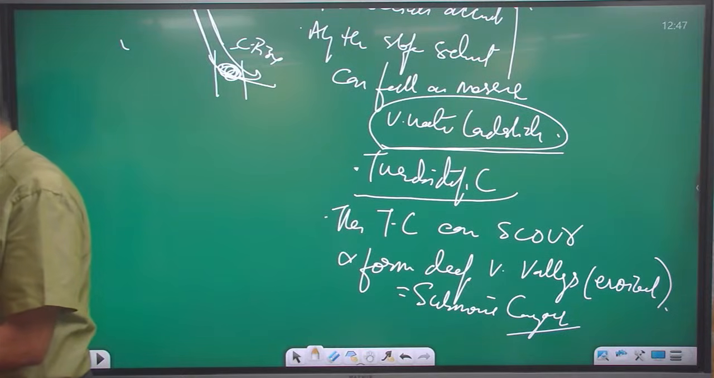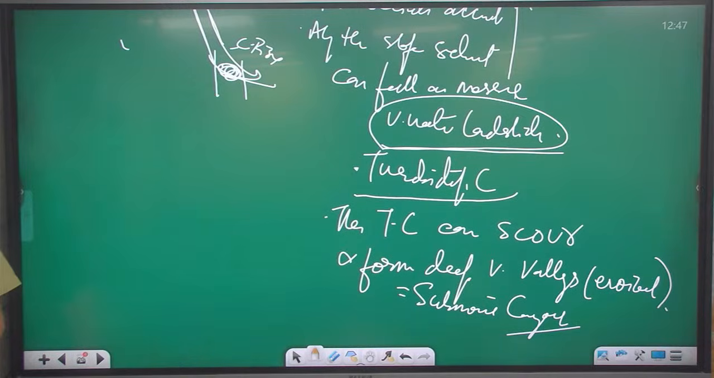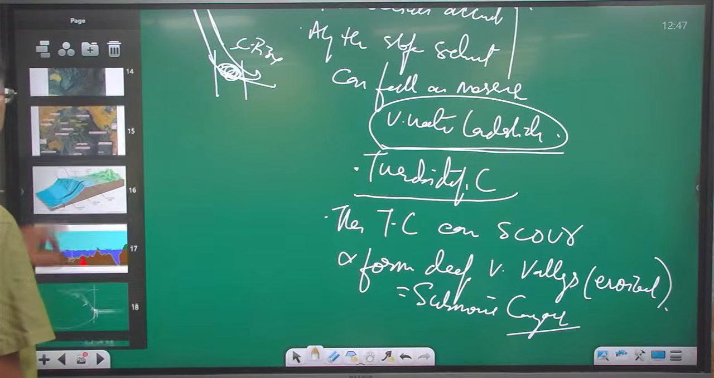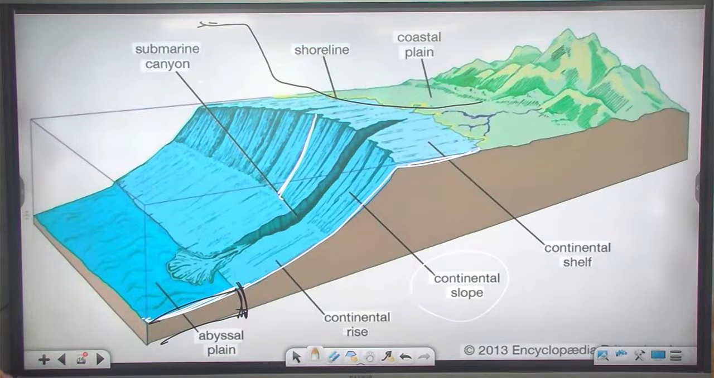Yes, Priyanshu, yes. Okay, the slope will not have sediment accumulation, but the slopes do have landslides and deep vertical erosional valleys called submarine canyons, underwater submarine canyons. So if you see the diagram, I think I showed that to you somewhere, this one. This is the example of a submarine canyon.